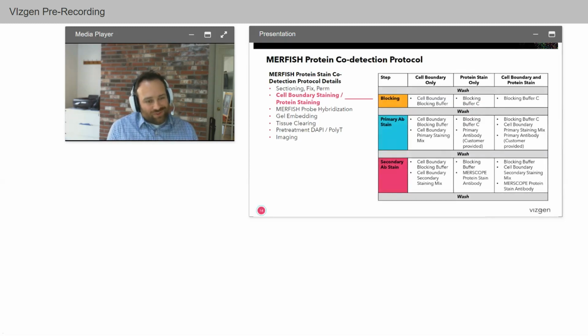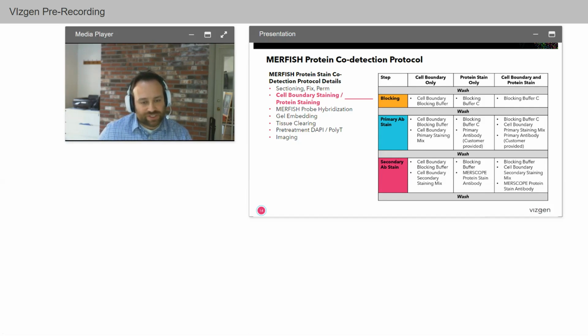Once we've done that, we move into the protein co-detection protocol. Here, very similar again. We have sectioning, fixing, perming, and then we go into cell boundary staining and protein staining. It was important here that we provide the ability to do one or the other or both. The beauty of the system is that if you are going to do both, you do not have to do double the time. What you're going to do is actually make a cocktail of reagents. And again, this entire step here is completely optional.